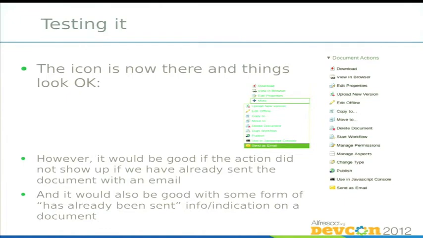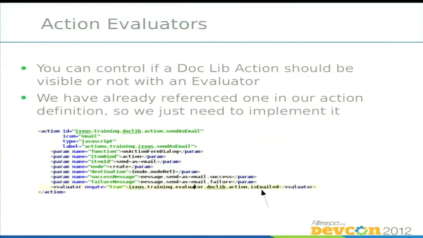But it would be good if it did not show up if you already used it on a document and sent it. And it would be good if we had an indication when we looked at this document to see that it has been emailed. So let's start with the evaluators. They are defined as Spring beans, so we need to actually define a Spring bean with this ID. If we were looking in the logs now, we would have an exception that it can't find this evaluator.